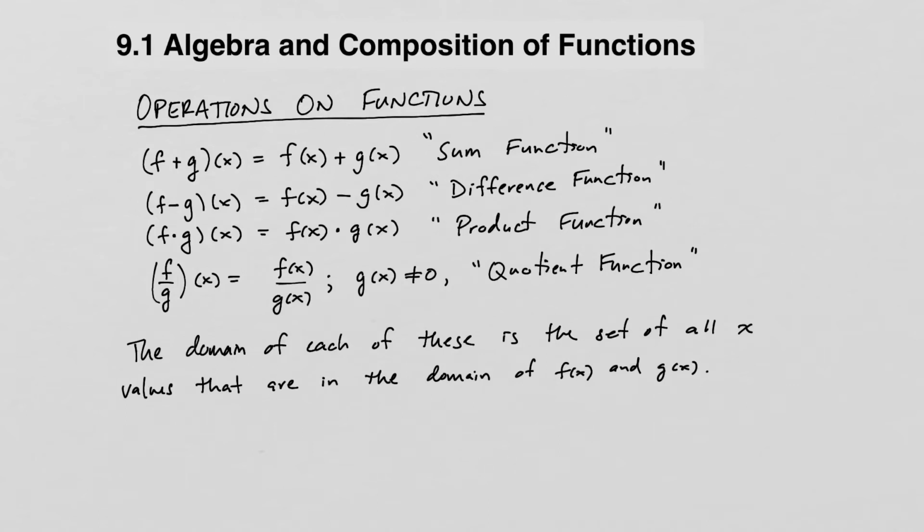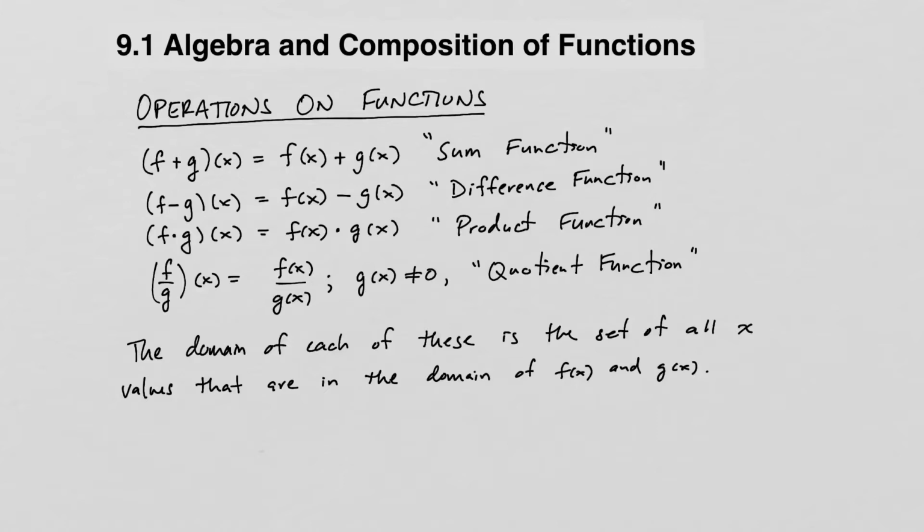In section 9.1, we look at algebra and composition of functions. So first we will just look at the basic operations on functions. And so the basic idea here is that you can add, subtract, multiply, and divide two functions. And when you do that, you get a new function. And so here's the notation that we use.